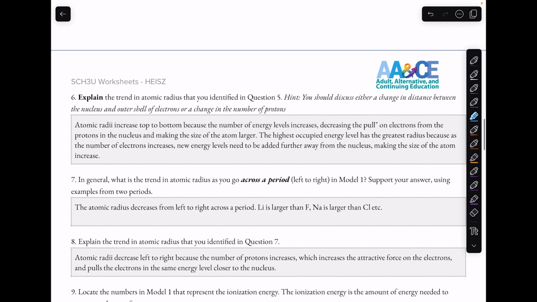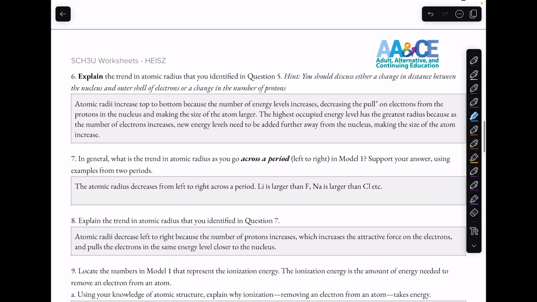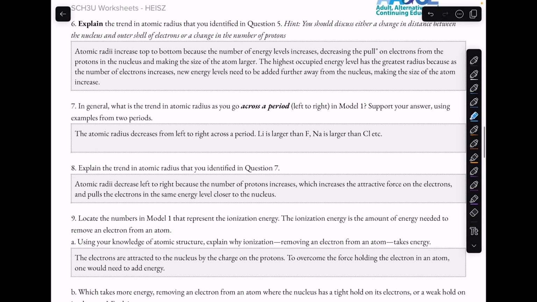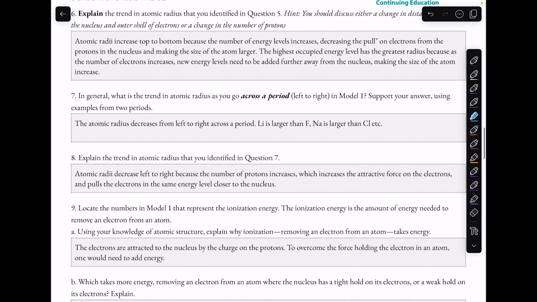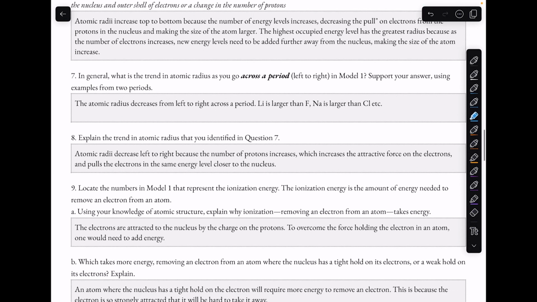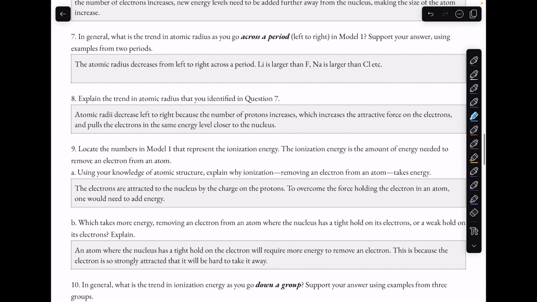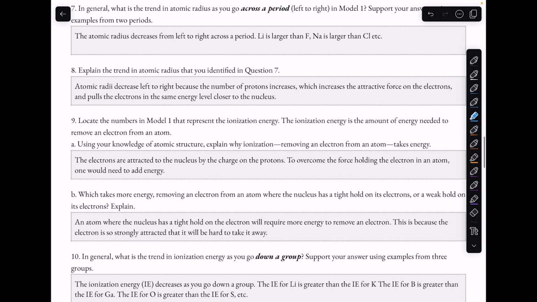So for atomic radius, we can apply those 2 concepts to explain that trend. And going across a period, of course, we have a greater pull on the electrons as we go to the right. So that's going to make the radius smaller because of the increasing effective nuclear charge. Okay, so that takes care of 8.